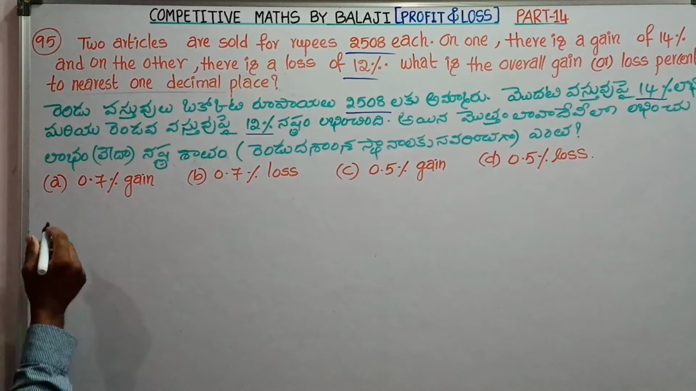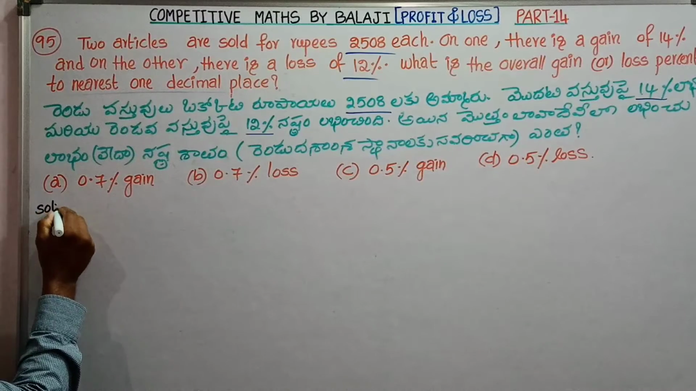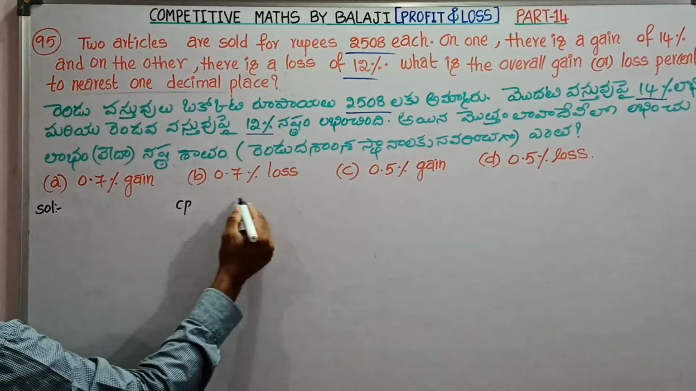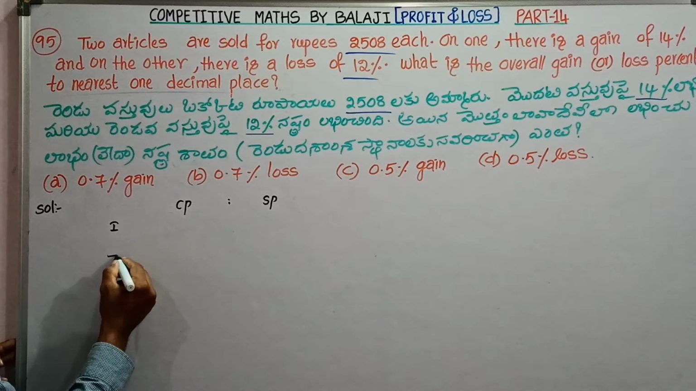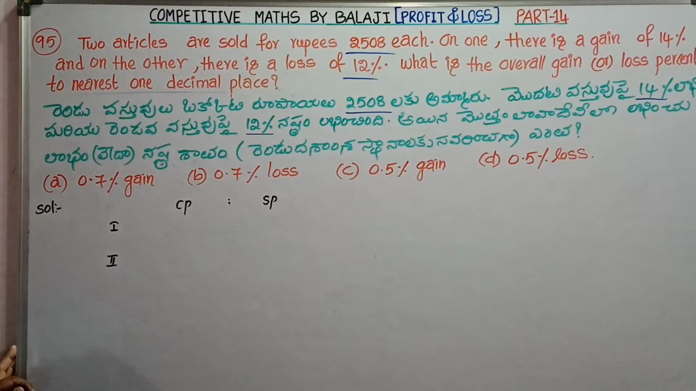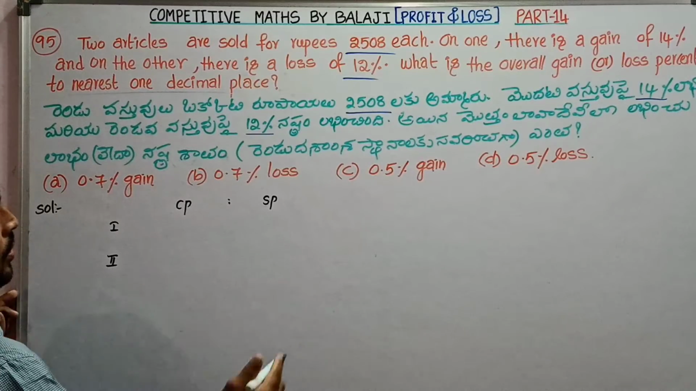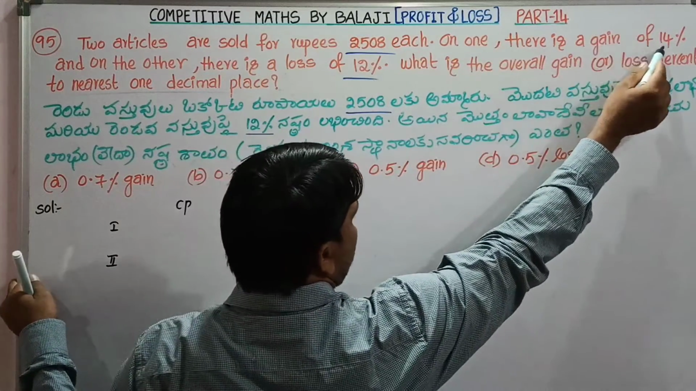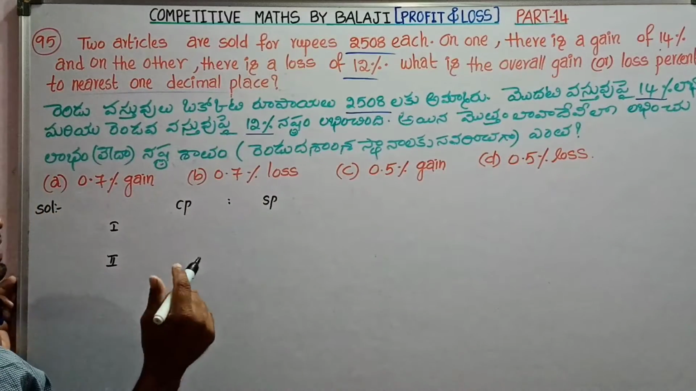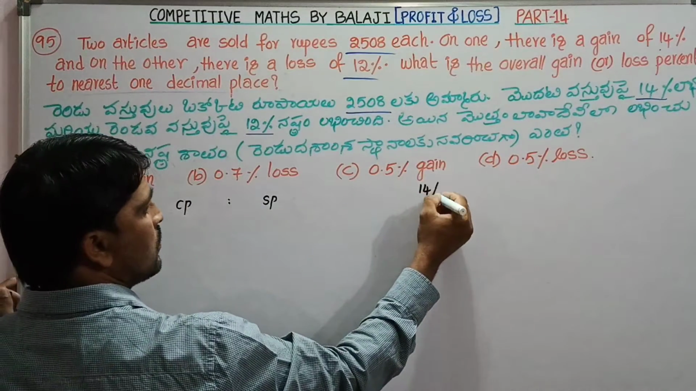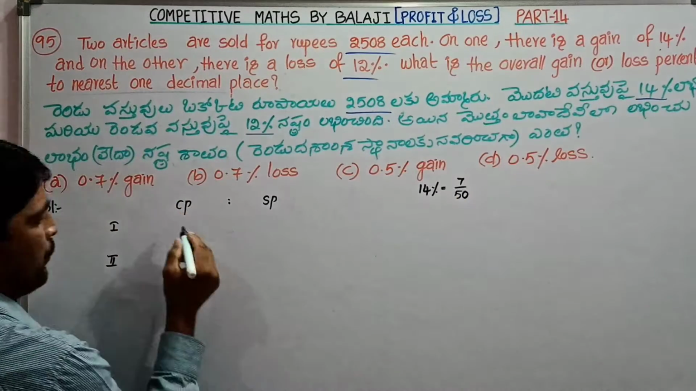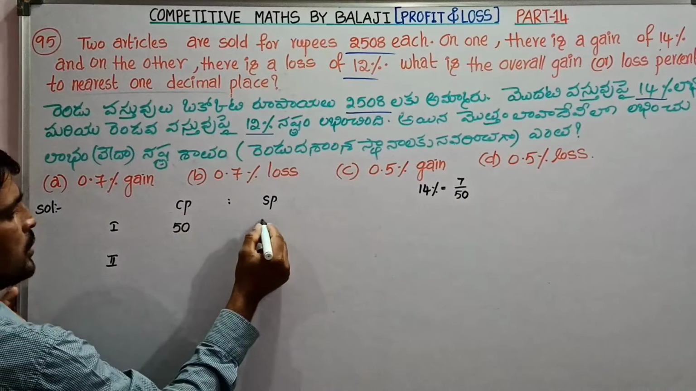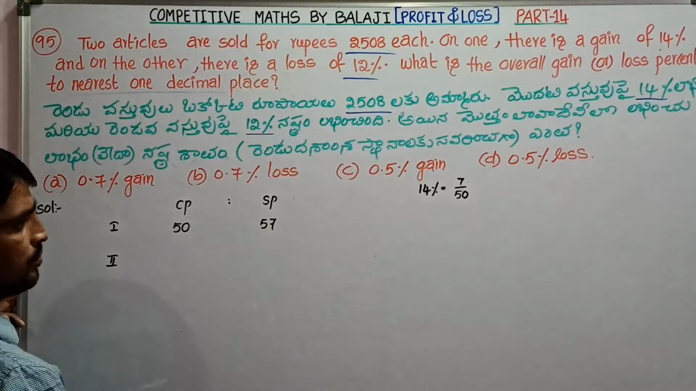Let's see the solution. CP and SP on the first article and second article. Yes, on the first article there is a profit of 14%. The fraction value of 14% is 7 by 50. If CP is 50 units, then SP is 57 units.